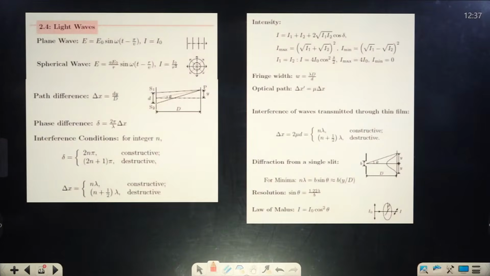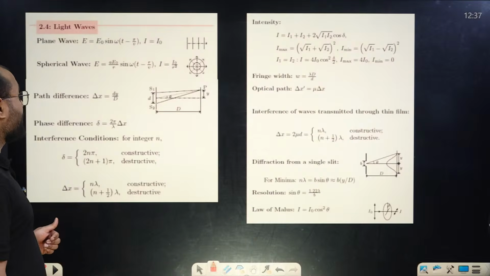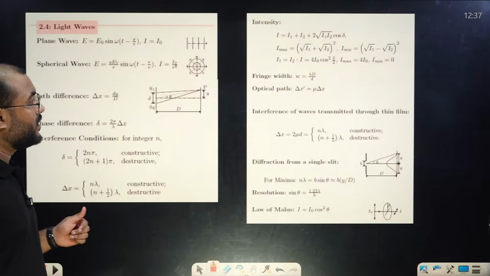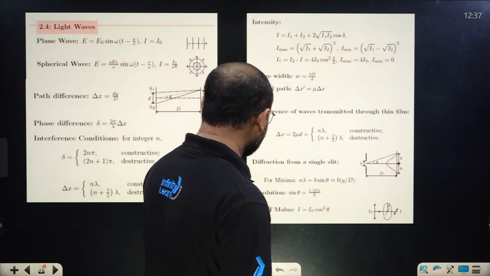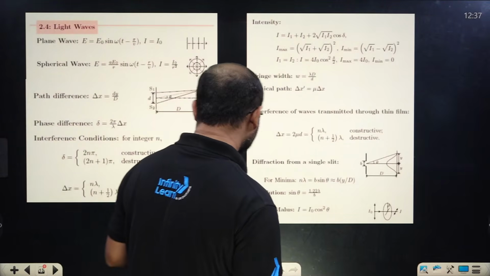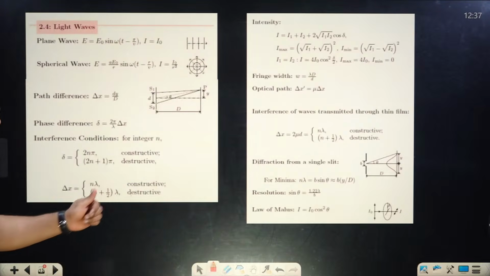After that, light waves. Most probably the questions related to Young's double slit experiment, YDSE. Please do remember constructive, destructive, what the values are, how the angle is changing, what the equation of it is, basically. Fine. The maxima as well as the minima also, the laws of Malus.